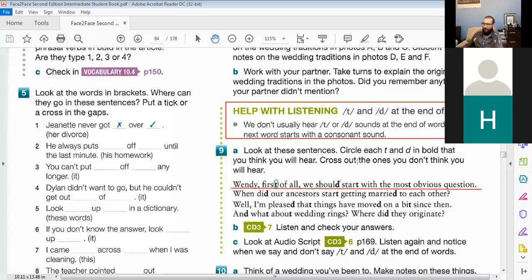Then here again, so here's another position. So I'm just going to show you all the positions in the first sentence. So here the T is strong and clear because we have an O, a vowel sound. Here it's not very strong, it's not clear.